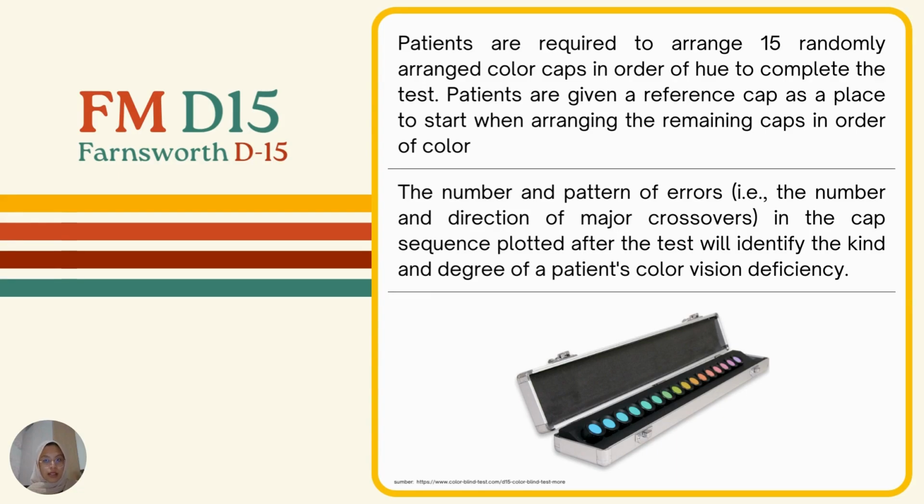During the test, patients are required to arrange 15 randomly arranged color caps in order of hue. They are given a reference cap as a place to start when arranging the remaining caps in order of color. The number and pattern of errors in the cap sequences plotted after the test, i.e. the number and direction of major crossovers, will identify the kind and degree of a patient's color vision deficiency.